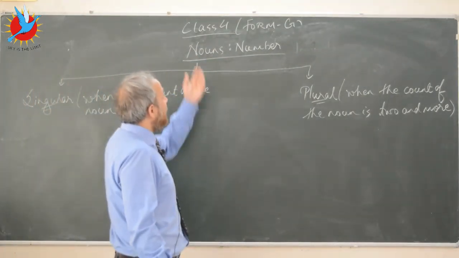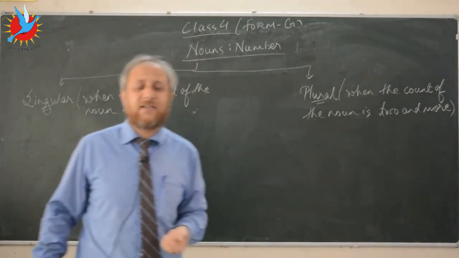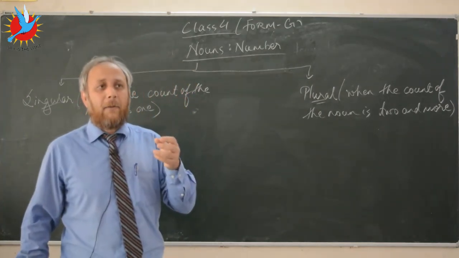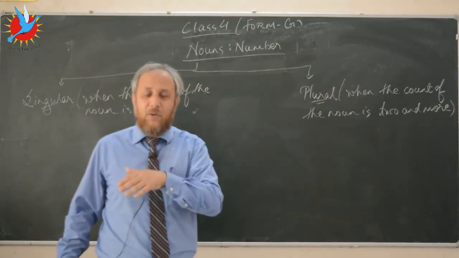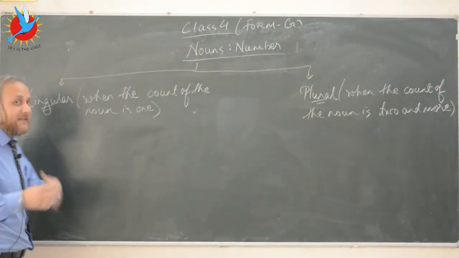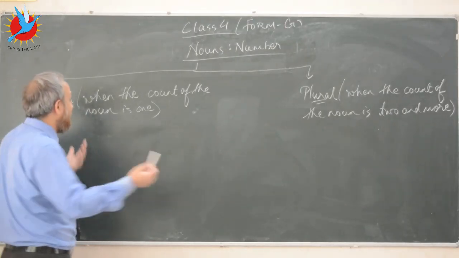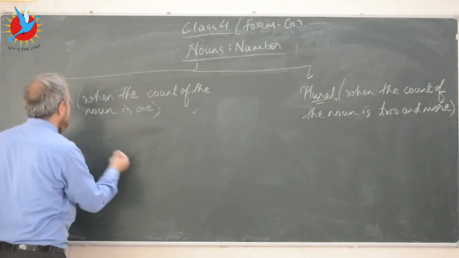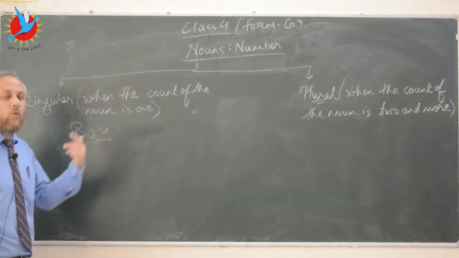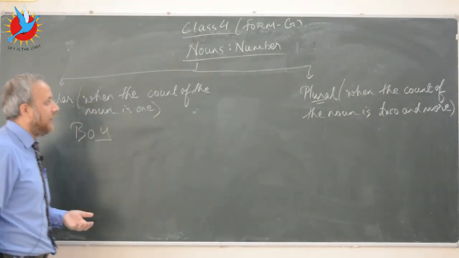Nouns, we will start with nouns number. Now nouns number is very simple. It's not difficult at all. You have singular nouns, you have plural nouns. When you talk about singular nouns, what is it that we mean? We mean that the count of the noun is one. For example, let's say boy. We are talking about one boy out here. So the count of this noun is singular.